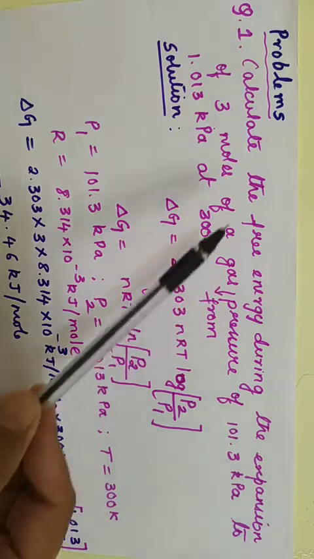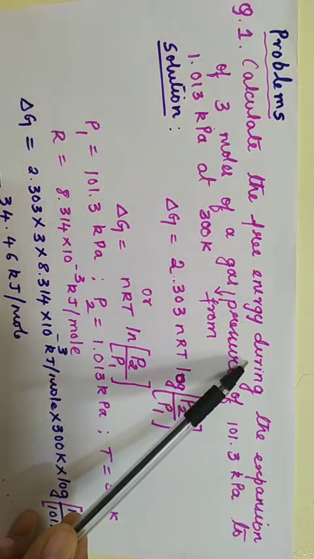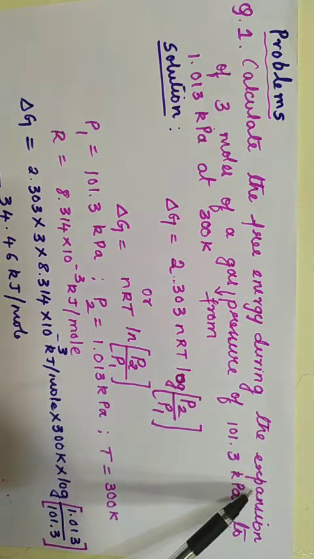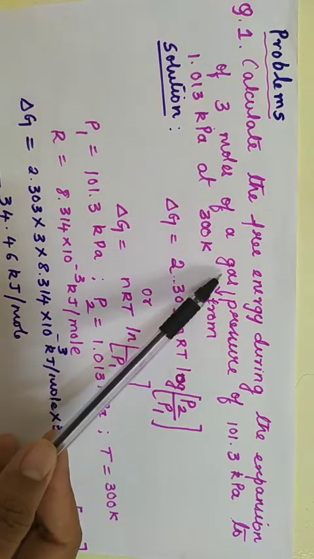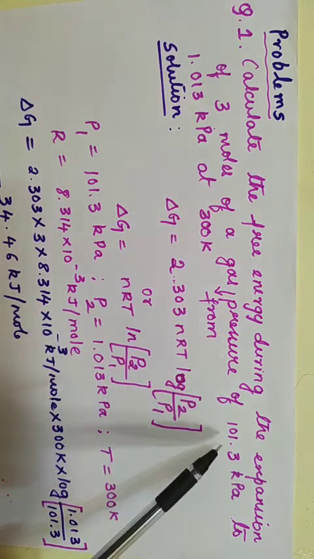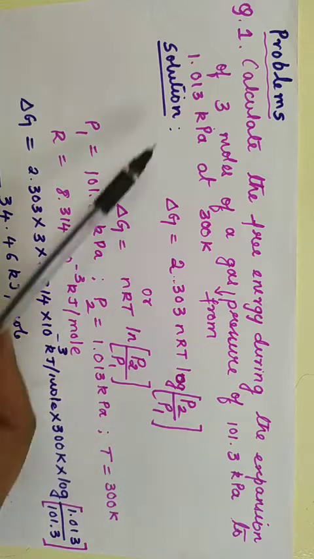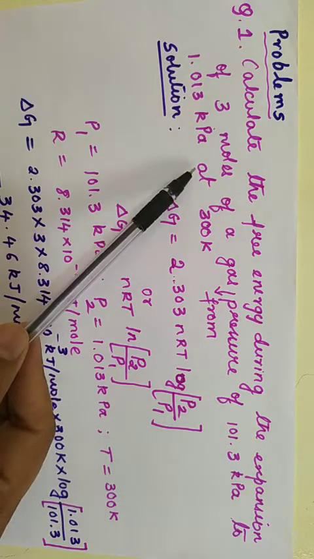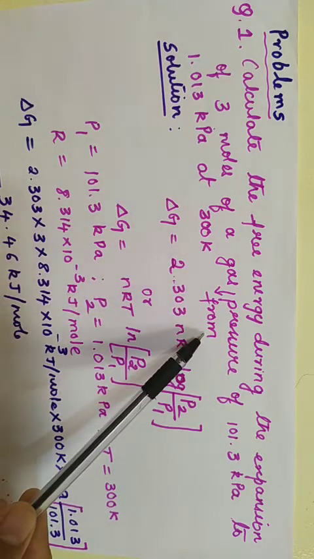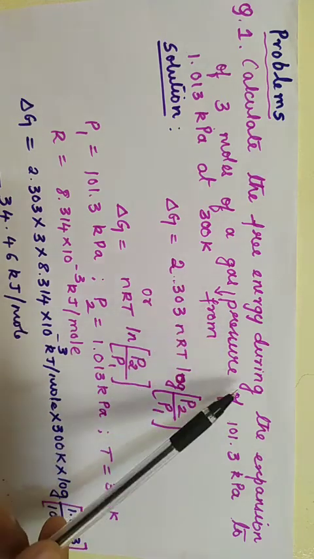The first problem: calculate the free energy change during the expansion of 3 moles of a gas from a pressure of 101.3 kilopascal to 1.013 kilopascal at 300 Kelvin. Okay, so this is the problem given.